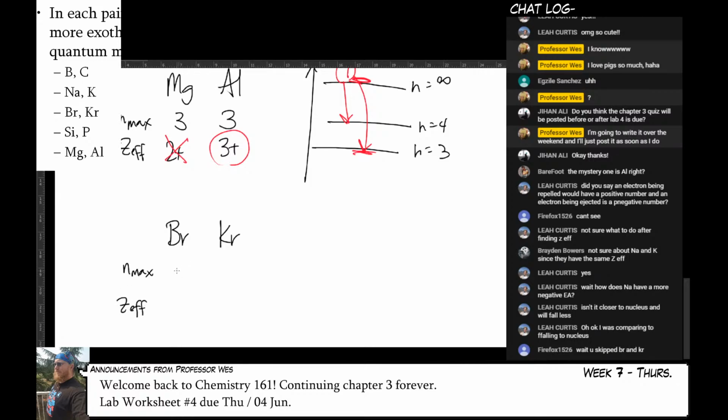So, same thing. We'll do N max, which these are both 4. They both have the same shell. And you might look at this and immediately go, oh, this is going to be the winner. But remember, it's an exception, because it's in group 8A. So bromine must have the more negative electron affinity.